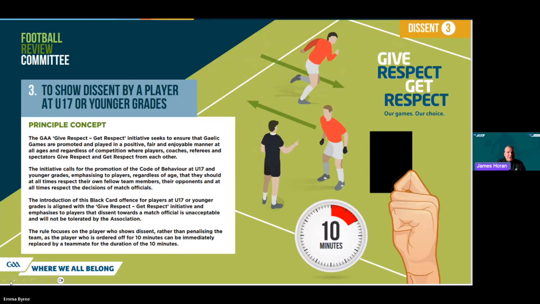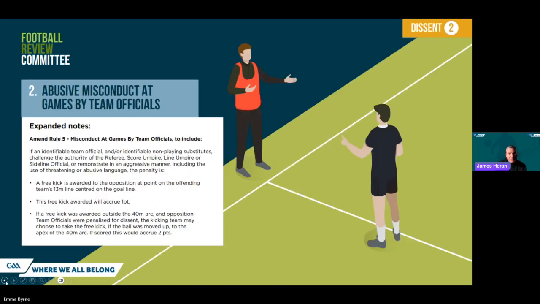Sorry, just go back one more again, just to make sure I covered. So the amendment: if an identifiable team official or identified non-playing substitute challenges the authority of the referee, score umpire, line umpire, or sideline official, or remonstrates in an aggressive manner, including the use of threatening or abusive language, the penalty is a free kick awarded on the 30-metre line. The free kick will be awarded as 1 point, but if the free kick was awarded outside the 40-metre arc initially and the opposition team officials were penalised for dissent, the kicking team may choose to take the free kick with the ball moved up to the apex of the 40-metre arc. Its score will be 2 points.